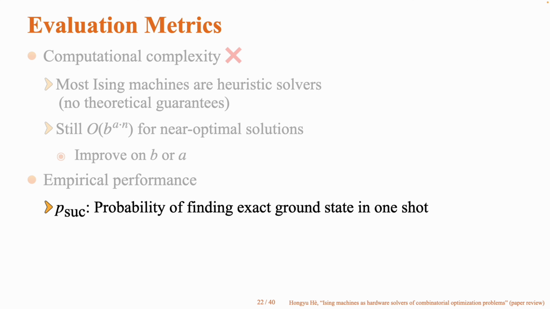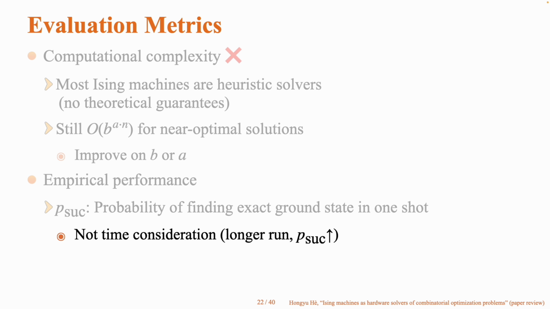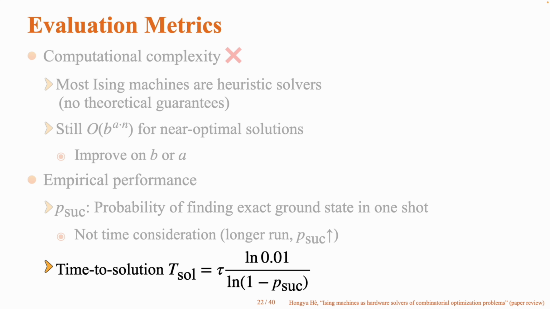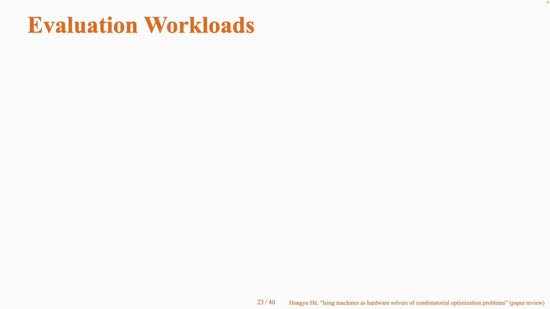The first one is the probability of finding exact ground states in one shot. But this doesn't introduce the notion of time, because one round could run forever. So they also use time to solution, penalizing. Sorry, the P success target will be 99%, and this will impose an exponential penalty on that time. The evaluation workloads are two.